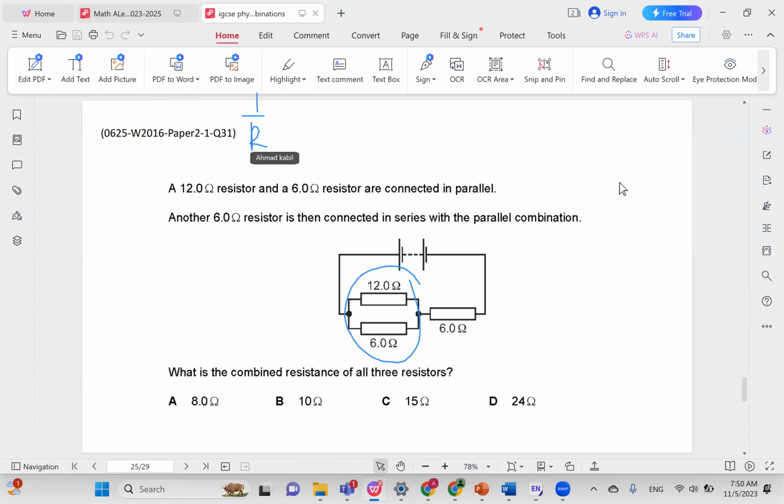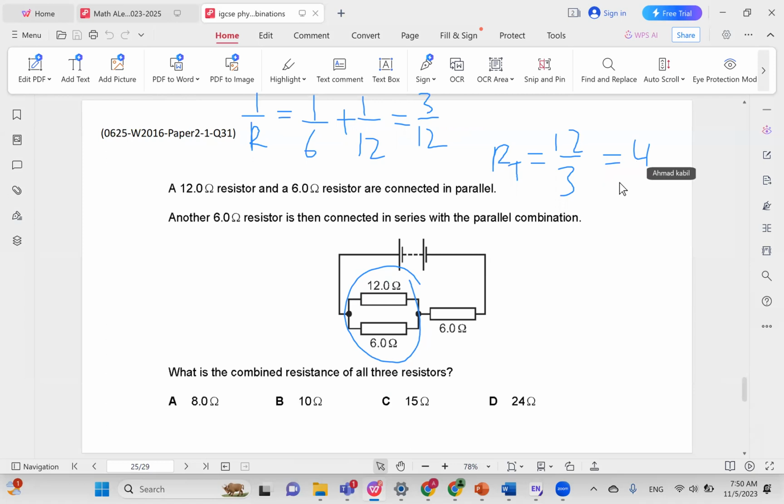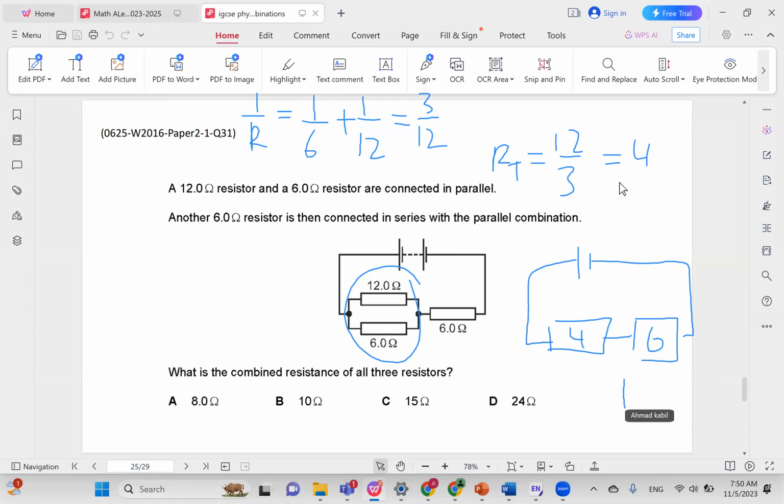1 over R total equals 1 over 6 plus 1 over 12. And this is equal to 3 over 12. So R total equals 12 over 3. And this is equal to 4. So I can redraw the circuit and just put a 4 ohm resistor here besides the 6 ohm resistor. So the total would be 10 ohms. So the effective resistance here would be 10 ohms.